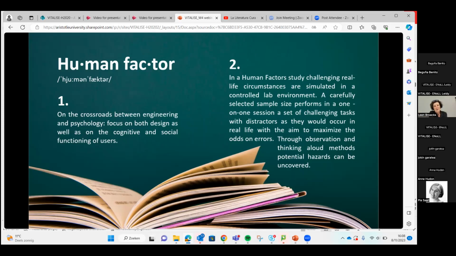So in a human factor study, challenging real-life circumstances are simulated in a controlled lab environment. In a carefully selected sample, performed in a one-on-one session, some challenging tasks with distractors, you have a protocol that you go through with your participants. And it's also observation. And we also use think aloud methods to uncover potential hazards.